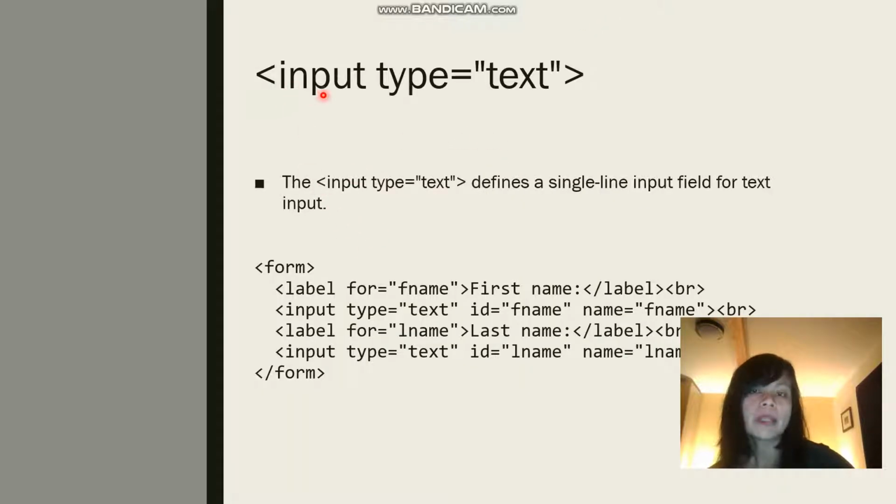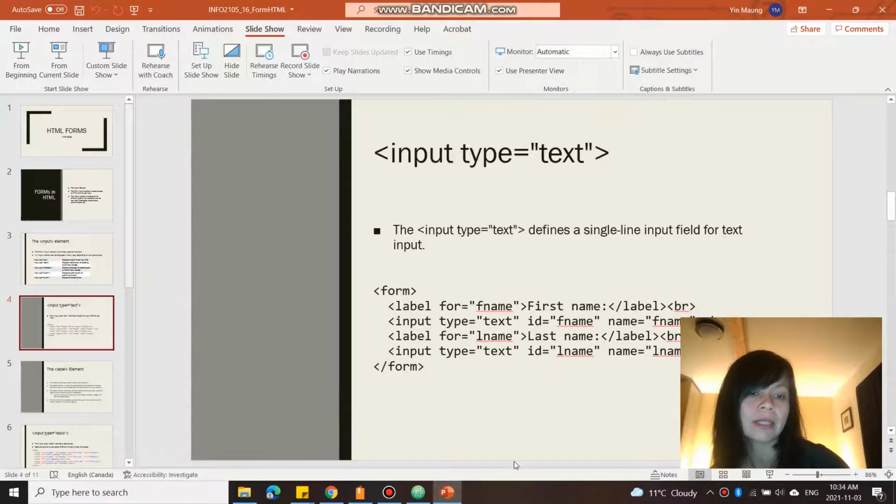So using the input type text, this is where it defines a single line input field for text input, very commonly used. We begin by creating the form element. So the form start tag here and end tag for form here. Then you have the input type and ID and name. So let's first begin with what we know. The form tag, start and end, and then the input with the type. So let's do that first and come back to this.